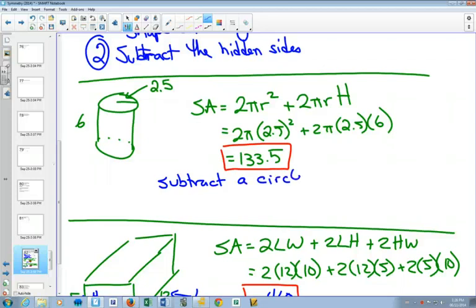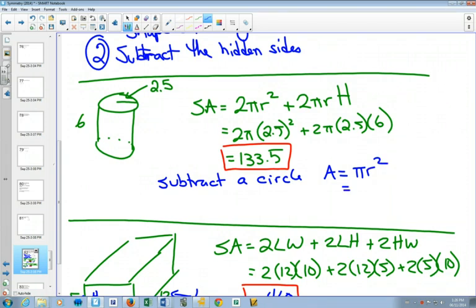How big is a circle? What's the area of a circle? Circle area formula. Check your formula sheet. Or do you have it memorized? Someone have their formula sheet handy? Because it's important to make sure you can find it. Because on a test, you're going to be looking on your formula sheet. Where's the area of a circle? Pi r squared for a circle.